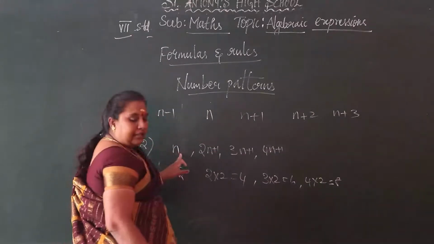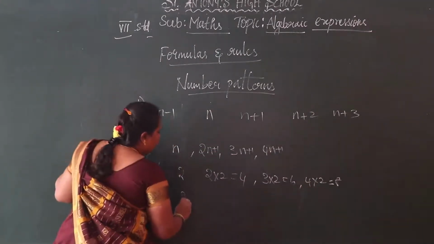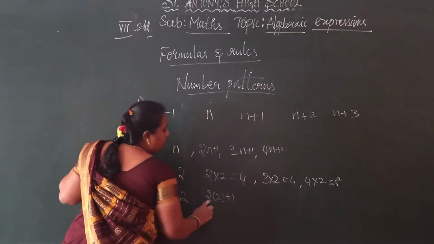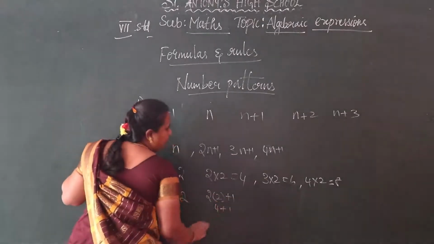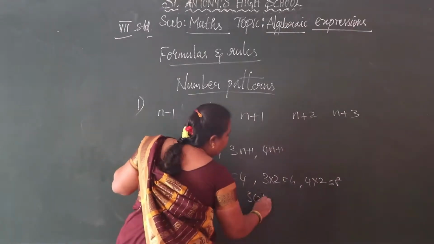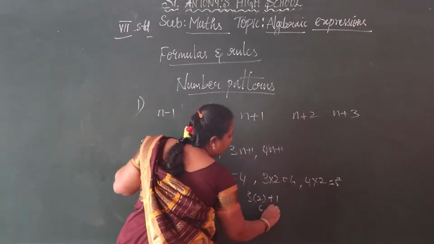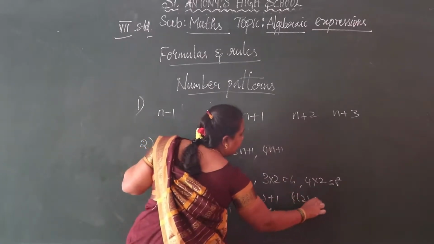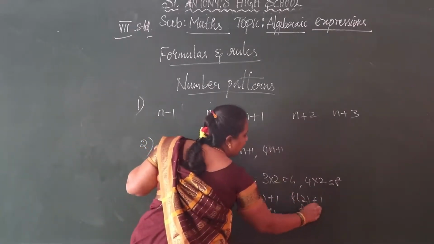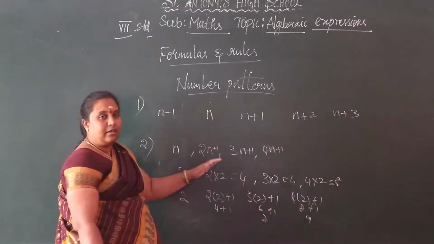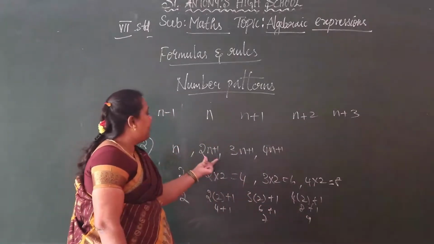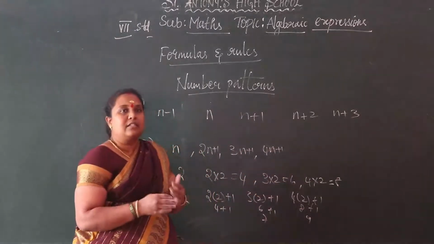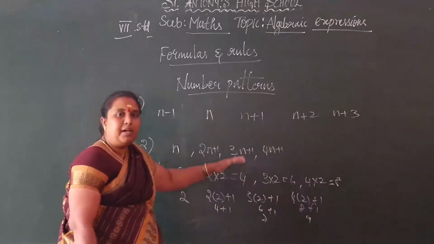Odd numbers. See, n is 2, is it right? Now 2 into 2 plus 1: 2 times 2 is 4, plus 1 is 5. 3 into 2 plus 1: 3 times 2 is 6, plus 1 is 7. 4 into 2 plus 1: 4 times 2 is 8, plus 1 is 9. So this is correct now. So n, 2n plus 1, 3n plus 1, 4n plus 1. It's moving on. Like this we have number patterns.